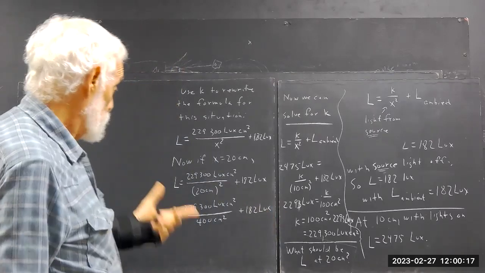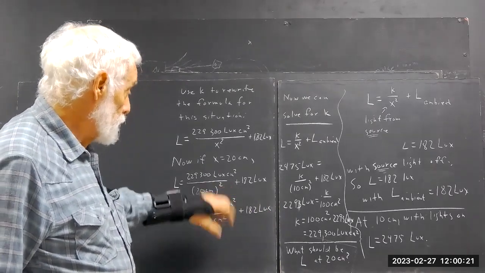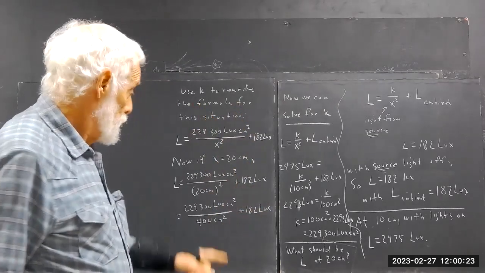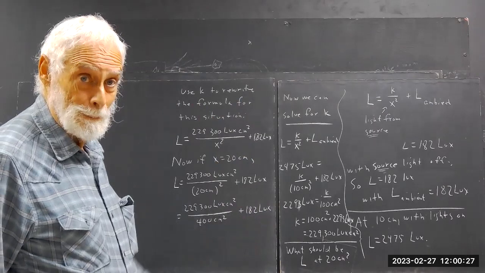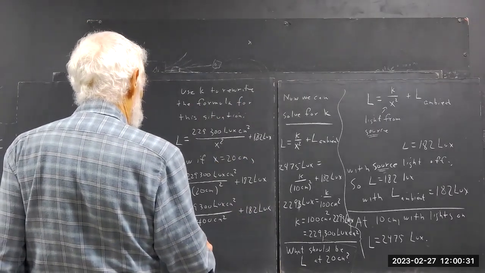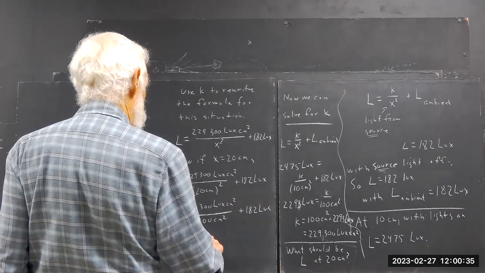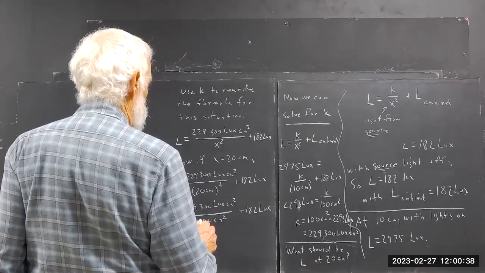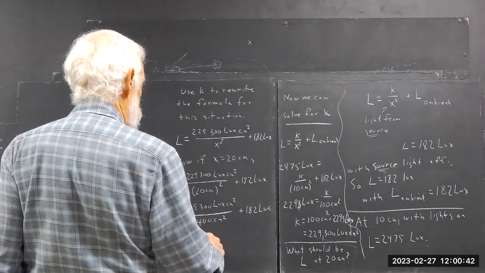And we see that the units are going to work out. We have centimeters squared here, centimeters squared here, so centimeters squared divide out, and we end up with lux here. We're going to add that to the lux here. Okay, so when we divide this, we get 255 and 225 and 75.